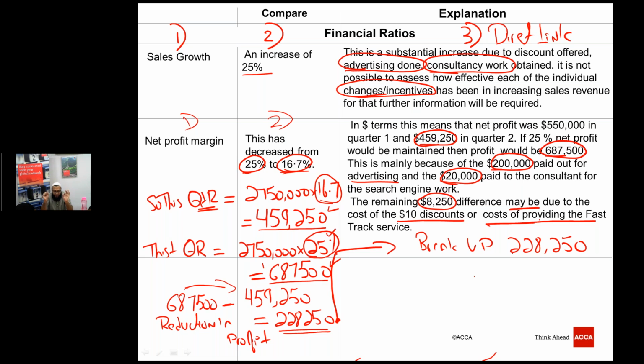Quantify. This is a direct link, my friends. Direct link I've done here. Again, this is a direct link with the scenario, and you would earn high marks. I can give you a guarantee for that. Very high marks. So this is the breakup of 228,000: 200,000 was spent on advertising, 20,000 on consultancy, and 8,250 on the discount. Liked it? A quick feedback.